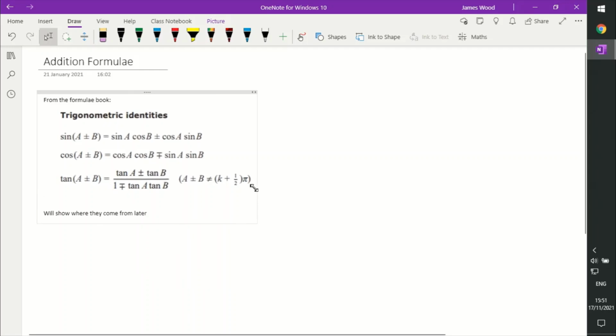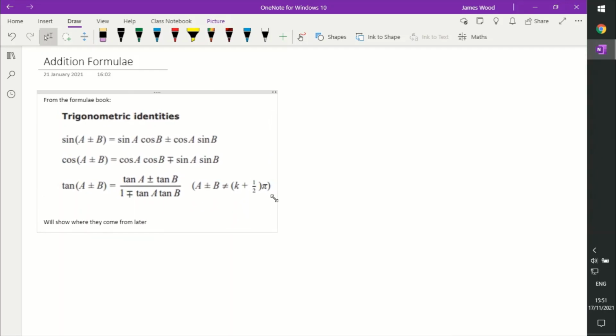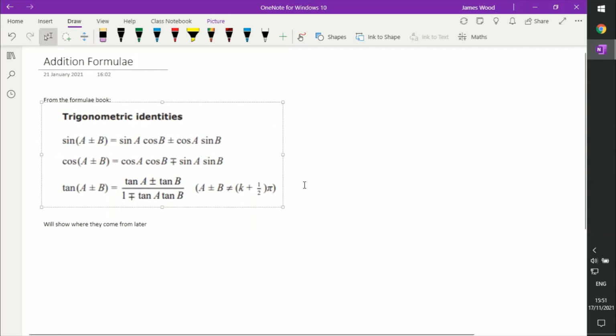You can access the formula book on the SharePoint page. I think it's in the key resources page as a link to it. And it's these three formulae here. This is what they look like. Now, within each of these formulae, there is actually two formulae sort of contained within it.